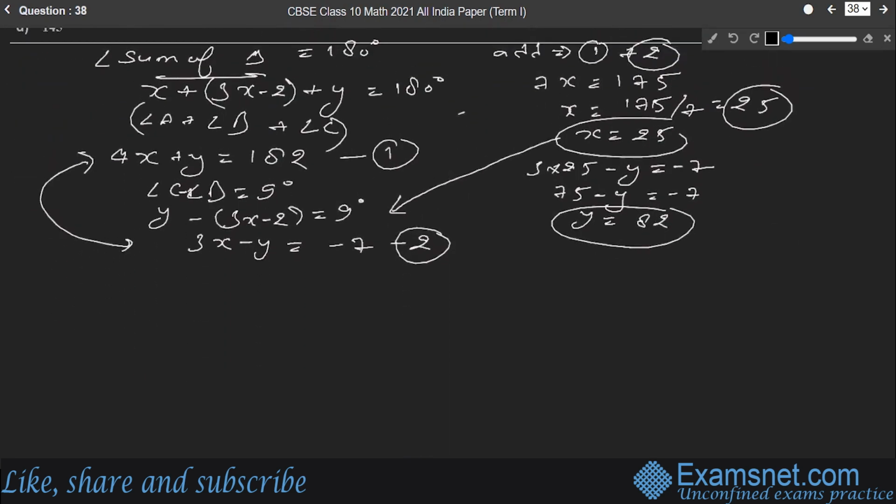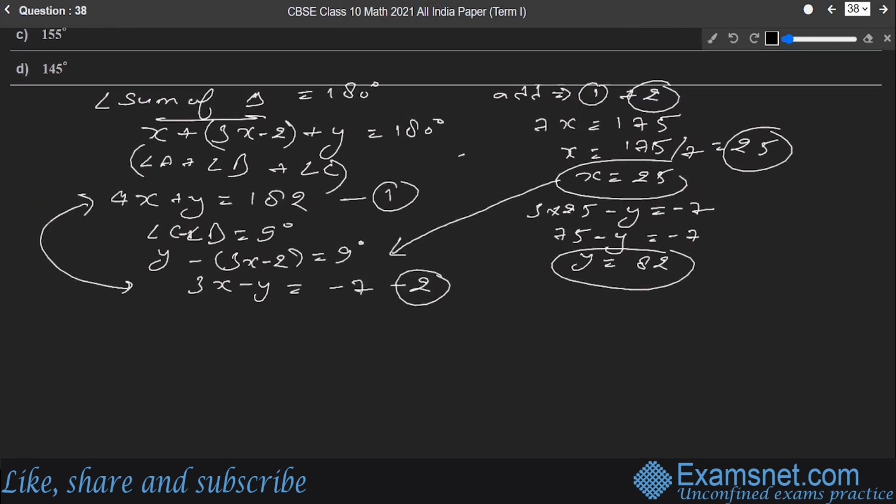Now the y value is given, the x value is also given with us, so we can find each angle. The first angle A was nothing but x, so the value is 25 degrees. Another angle was 3x minus 2, that was B, so it is going to be 3 into 25, that is 75 minus 2, which is 73 degrees. Another angle was angle C, which was nothing but y only, and y has already been calculated to be 82 degrees.